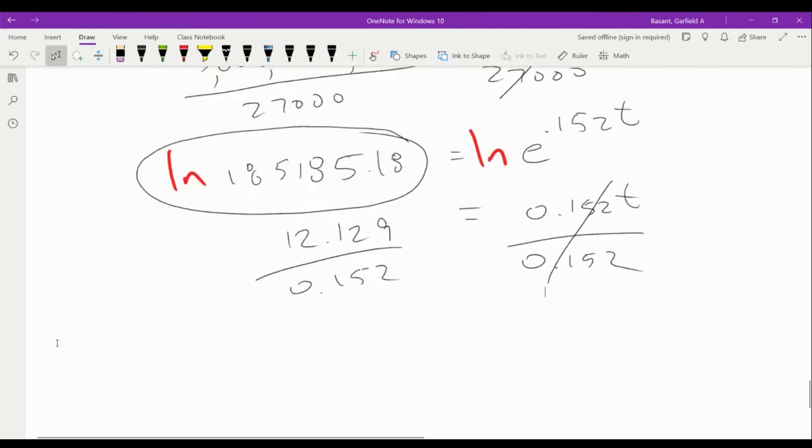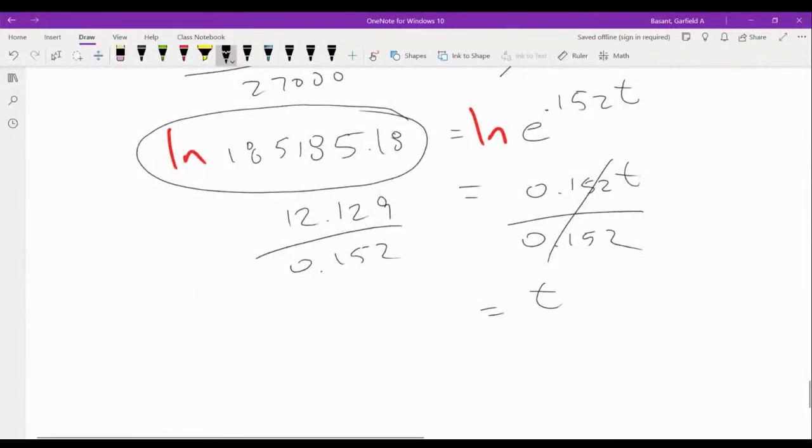Come on, this is the easy part. Sticking the stuff in our calculator. It's just find a natural log and then we're dividing. So what's 12.129 divided by 0.152? 79.797 years. So it takes approximately 80 years for this painting to reach $5 billion, that originally cost $27,000.